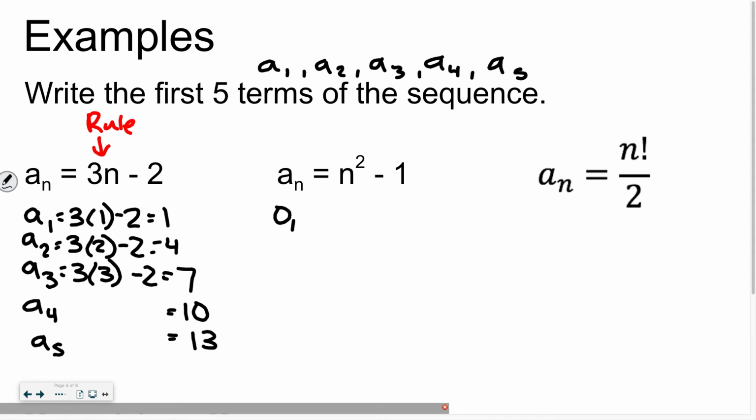2 squared minus 1 is 3. 3 squared minus 1 is 8. 15, 24.